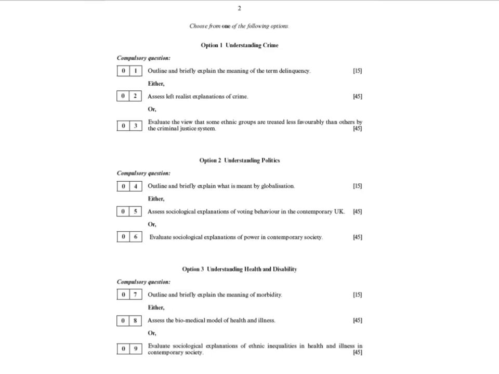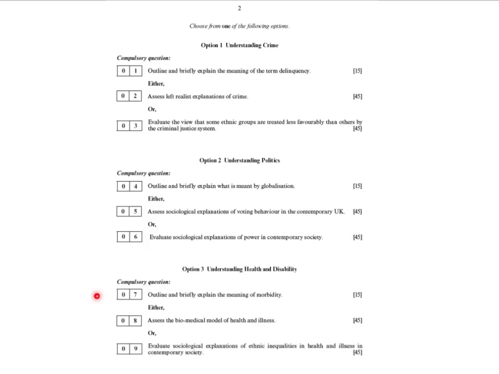Now, one thing to note is that when you open up your exam paper, you will also see some other topic areas on understanding crime and understanding health and disability. You just ignore those other topics. They're there because other teachers in other schools might have chosen to teach those options for SY3 rather than the one that we focused on, which is understanding politics. So you just answer these questions, and to be honest, even looking at the other two sections is a waste of your precious time.